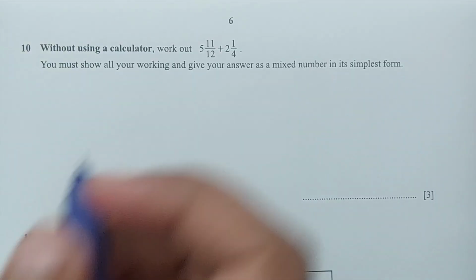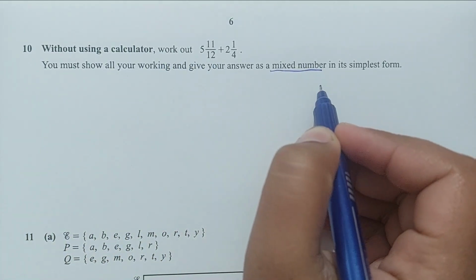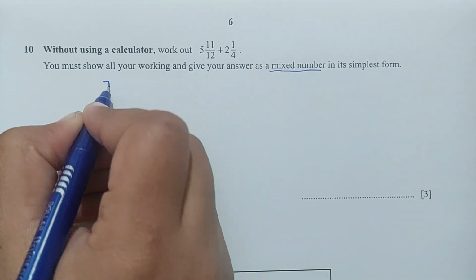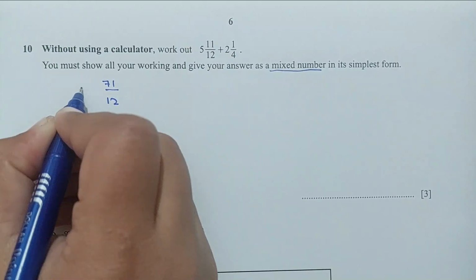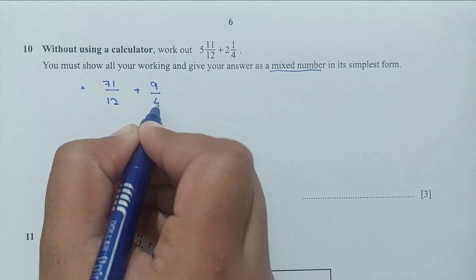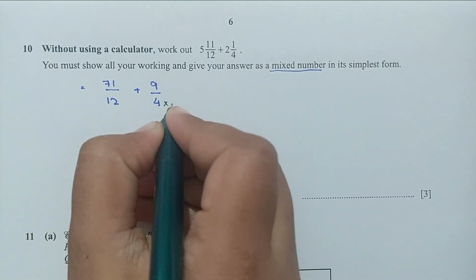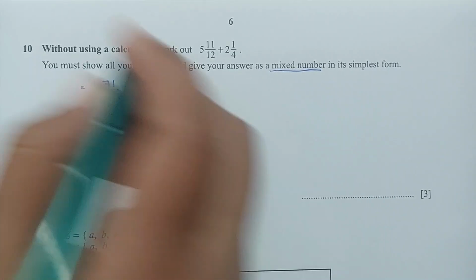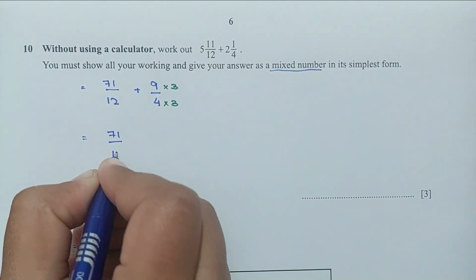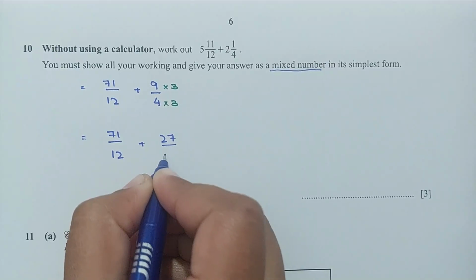Question number 10. Without using a calculator, work out, you must show your working and give your answer as a mixed number in its simplest form. 12 times 5 is 60 and 60 plus 11 is 71 out of 12. Plus 4 times 2 is 8, 8 plus 1 is 9 by 4. Okay, now we have to make the same denominator. 4 times 3 is 12. Times by 3, so this would be 71 over 12 plus 3 times 9 is 27 out of 12.